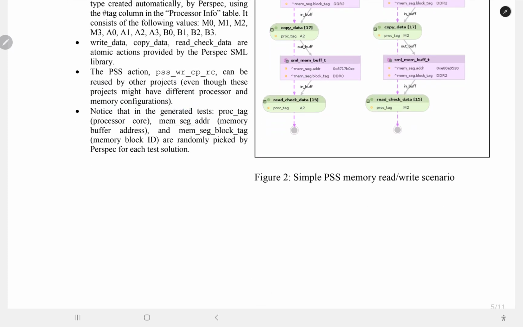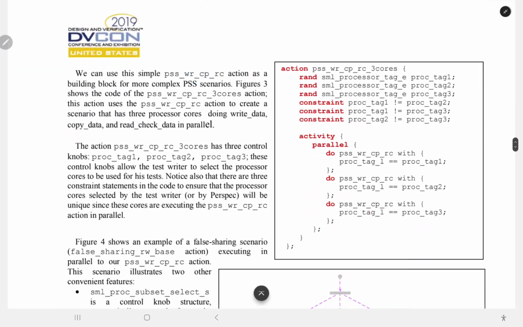Note that in generation time, PORC_tag, process cores, memseg error, memory buffer address, and memseg block tag, memory block ID are randomly picked by Perspec for the test solution. So we can use this PSS WRC PRC action as a building block for more complex PSS scenarios.